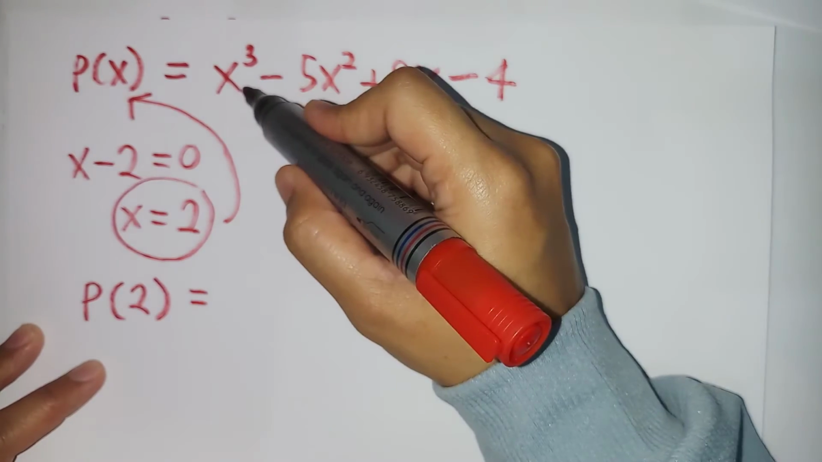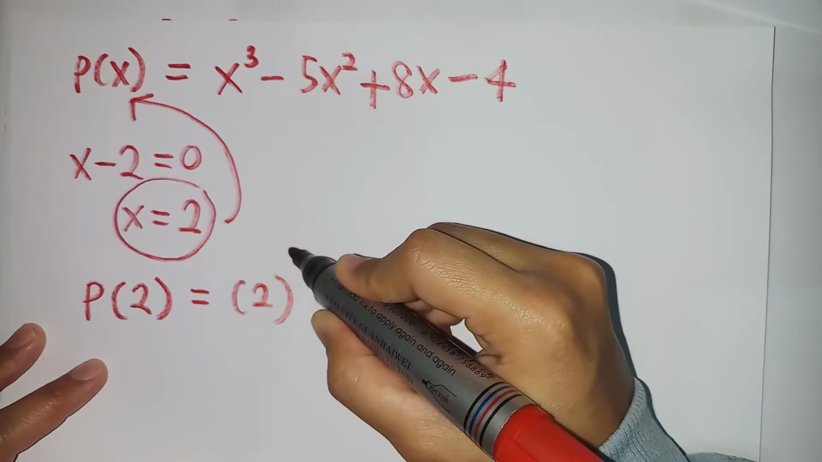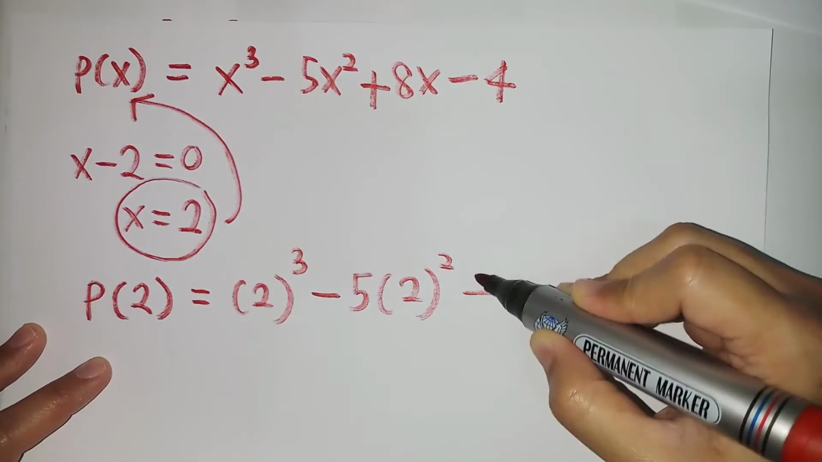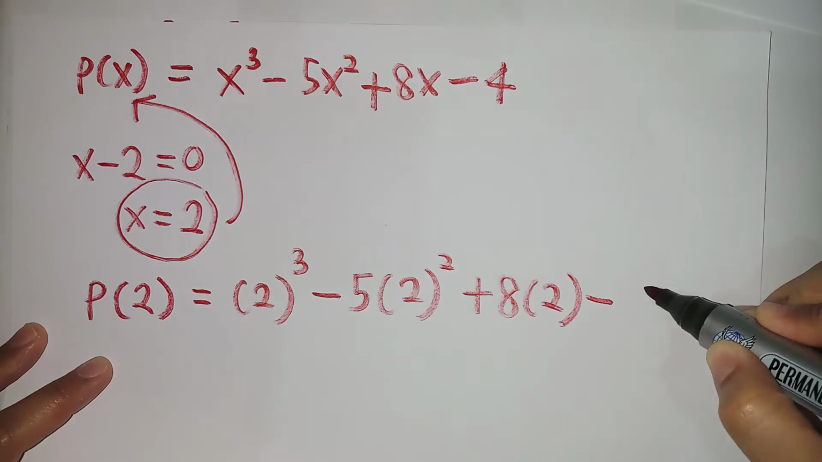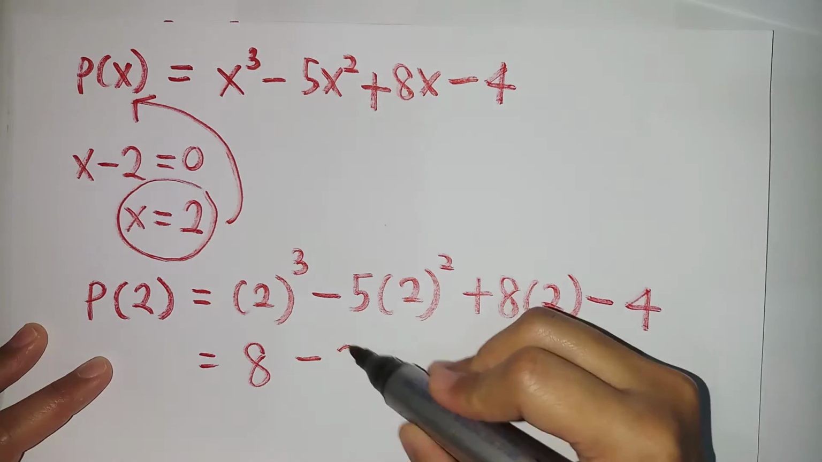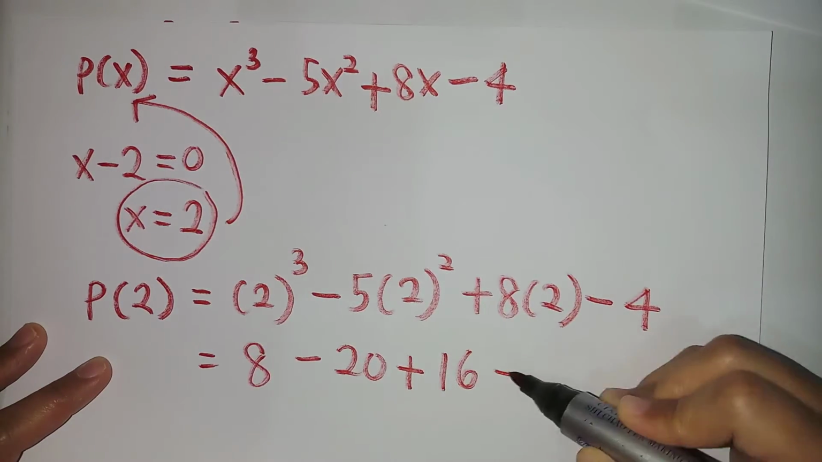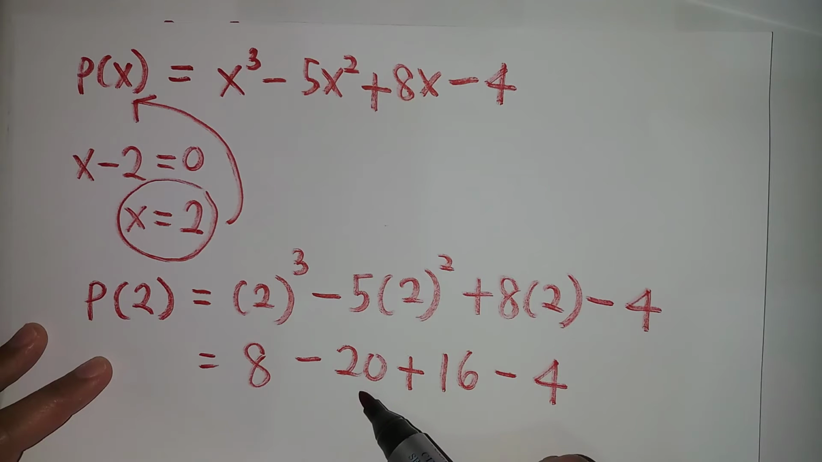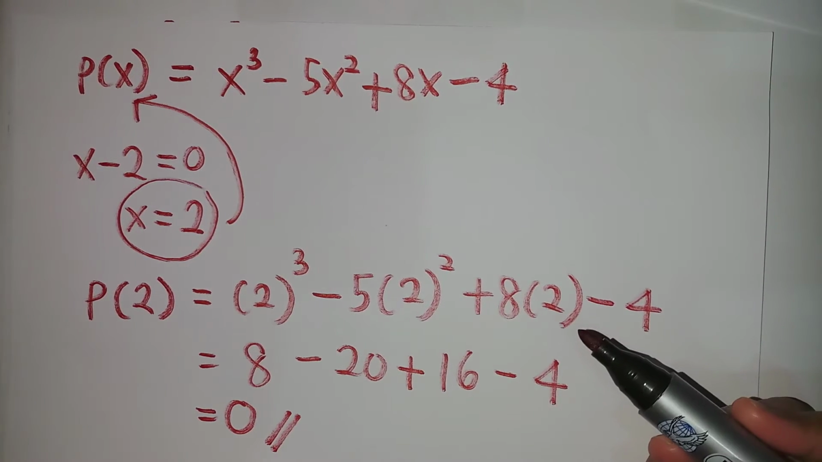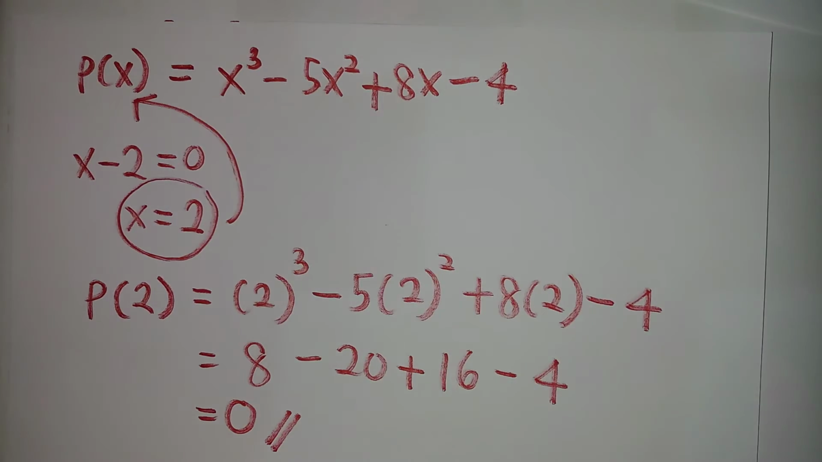Equals, now we have x cubed, so it's 2 cubed, minus 5 times 2 squared, plus 8 times 2, minus 4. Let's quickly calculate this. 8 minus, that is 4 times 5, 20, plus 16 minus 4. So 8 minus 20 is negative 12, plus 16 is 4. 4 minus 4 equals 0. So this is how you show that x minus 2 is a factor of that polynomial.